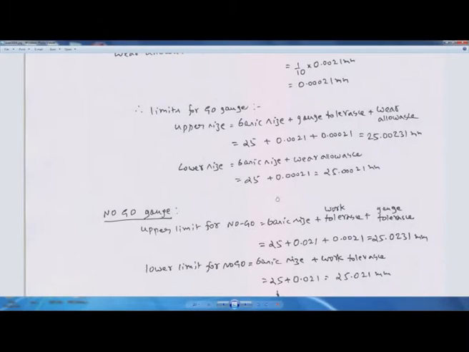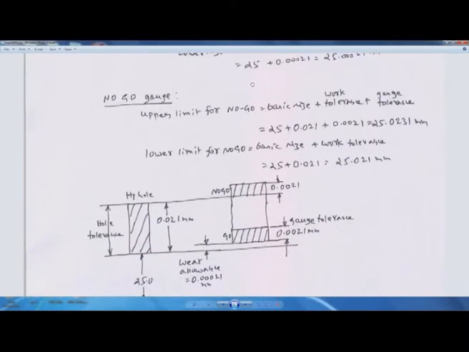25.00021 millimeter. And coming to the no go gauge, so this is the go gauge, the work tolerance is 0.021 millimeter, 10% of this is 0.0021 millimeter, this is the gauge tolerance, and 10% of gauge tolerance is taken as wear allowance. So, wear allowance amount is 0.0021 mm. Now, the wear allowance is provided in the direction opposite to the direction in which the wear is occurring, and this is the wear allowance and this is gauge tolerance.